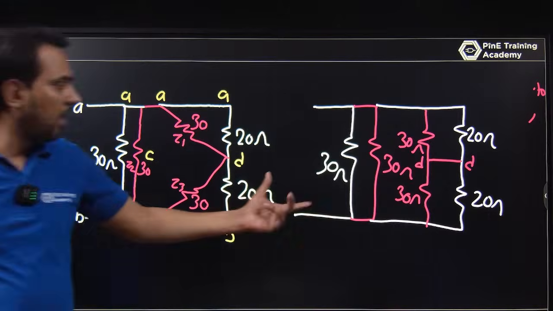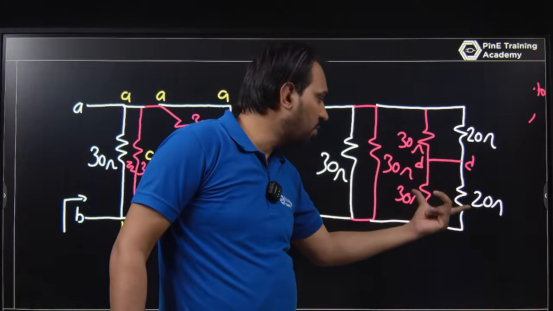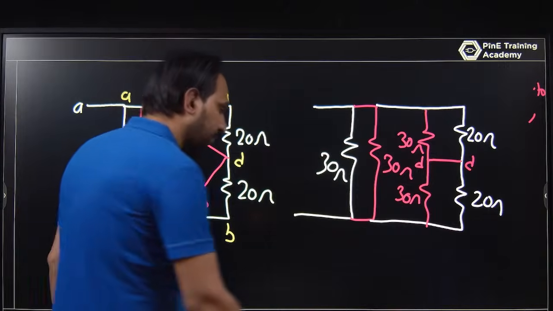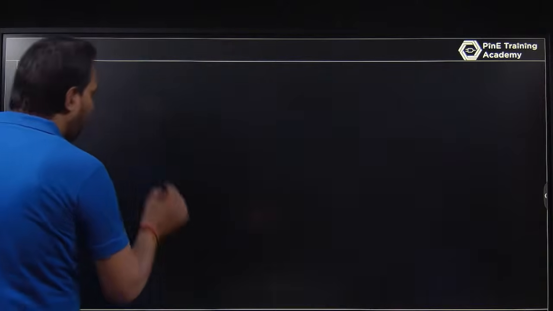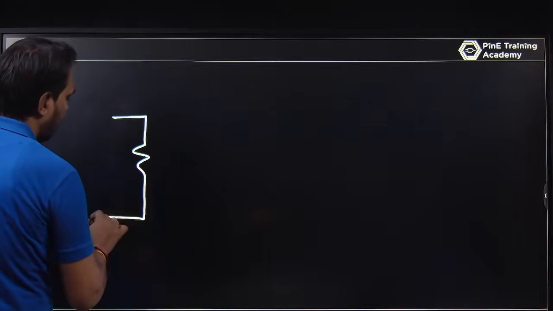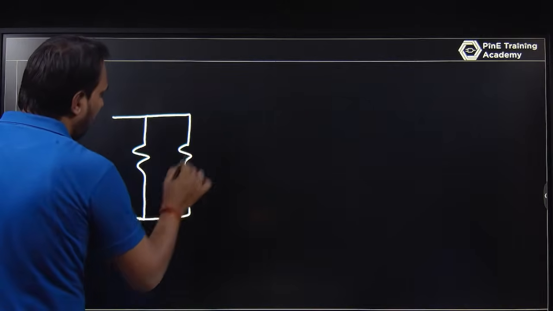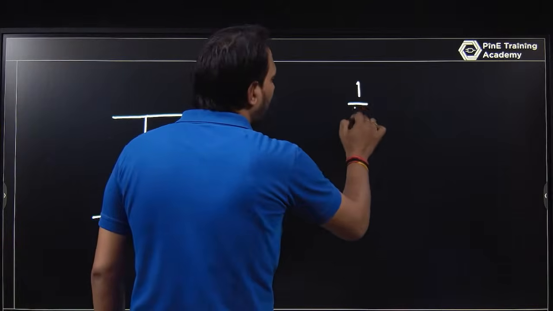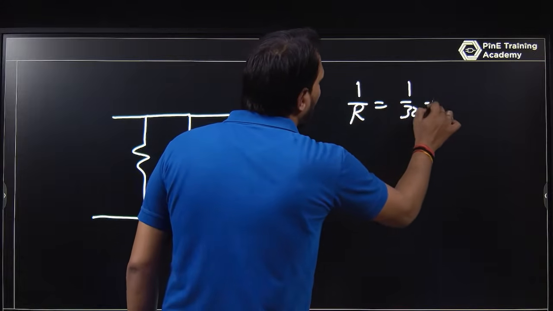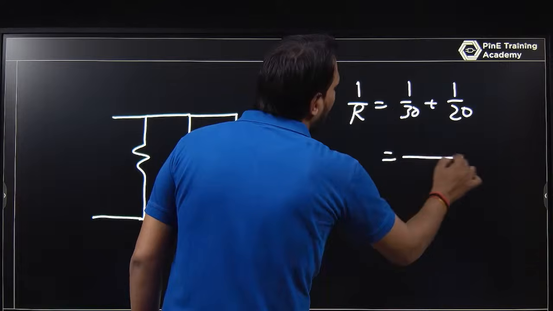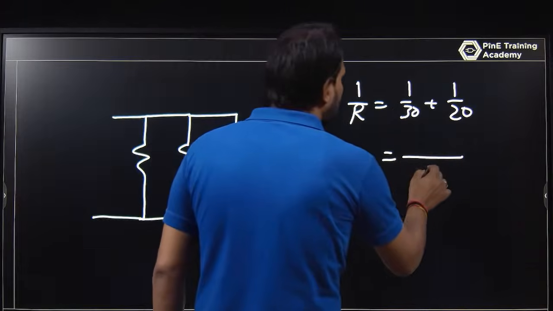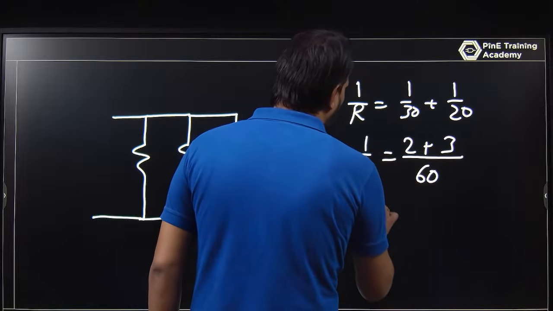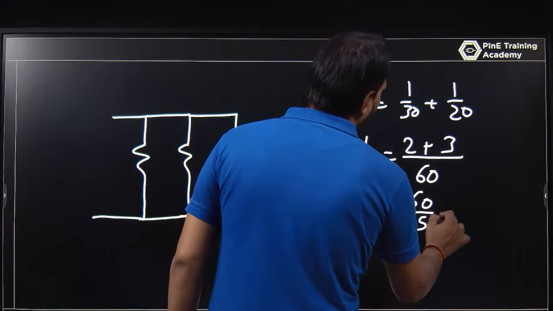So this is 30 ohm, 30 ohm in parallel. This is 30 and 20 ohm. Whenever you have 30 ohm and 20 ohm in parallel, what will be the value? 30 and 20 are in parallel, that is 1 upon 30 plus 1 upon 20. Any common value you can take, that is 60. That is 2, that is 3. 1 by R, R is equal to 60 upon 5. That is 12 ohm.